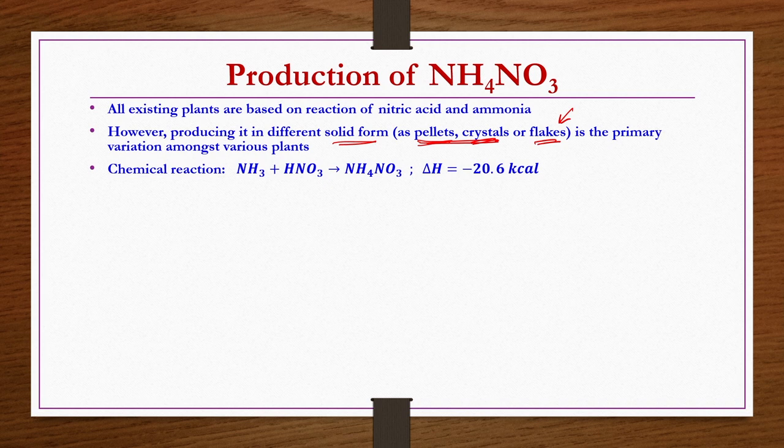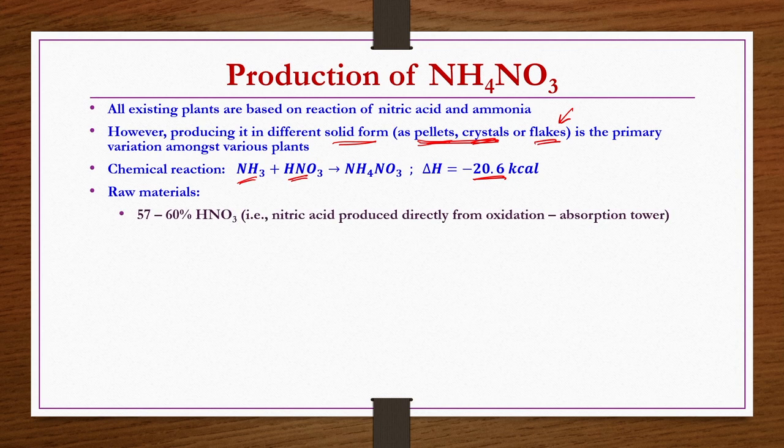The basic chemical reaction is between ammonia and nitric acid, giving rise to ammonium nitrate, which is an exothermic reaction, because the enthalpy of the reactants is higher than the enthalpy of the products. Now we see raw materials. Basically, from the reaction we can understand these two raw materials are required. One is nitric acid. So 57% to 60% pure nitric acid is sufficient.